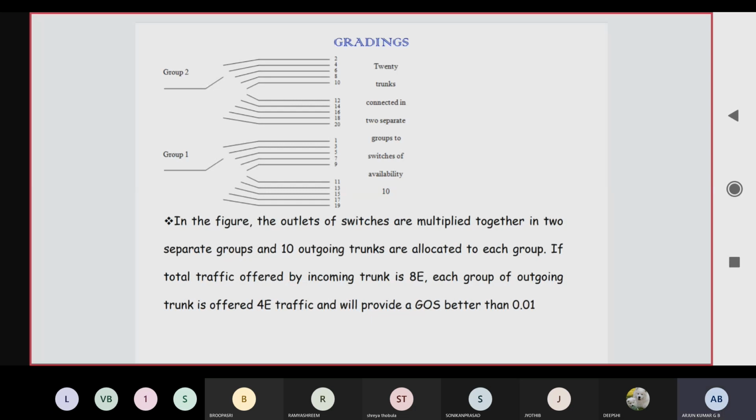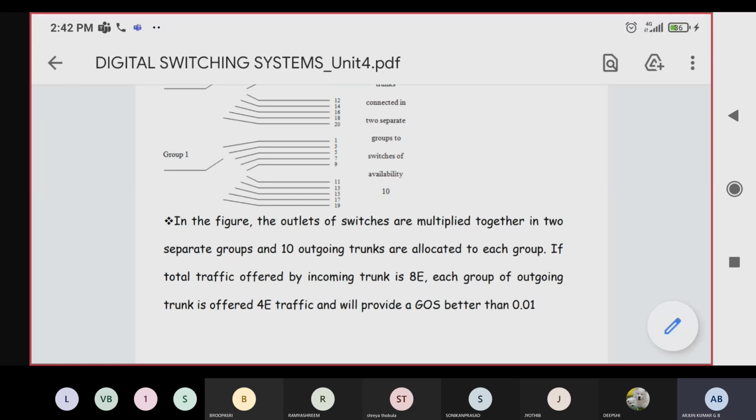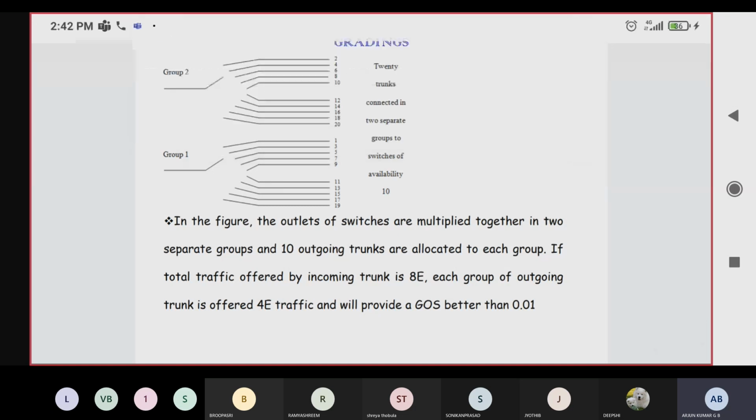Okay, clear. Then suppose the total traffic covered by this incoming trunk will be 8E. Suppose you consider this kind of grouping of outlet trunks: we are offering nearly 8 Erlangs, each group of outgoing trunks is offered 4 Erlangs, and then the grade of service will be better than 0.01. It means that in this case we have 2 groups for 10 trunk lines.